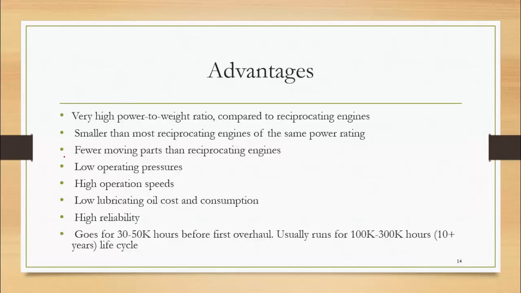The advantages of the gas turbine power plant: it has a very high power to weight ratio, right? Very high power to weight ratio compared to reciprocating engines. It is smaller than the reciprocating engines, but it produces the same power. That is what a high power to weight ratio is. Compared to reciprocating engines, the gas turbine has a much smaller number of moving parts. That means it requires a low amount of lubrication and there will not be a high amount of heat energy because of friction created inside the gas turbine.